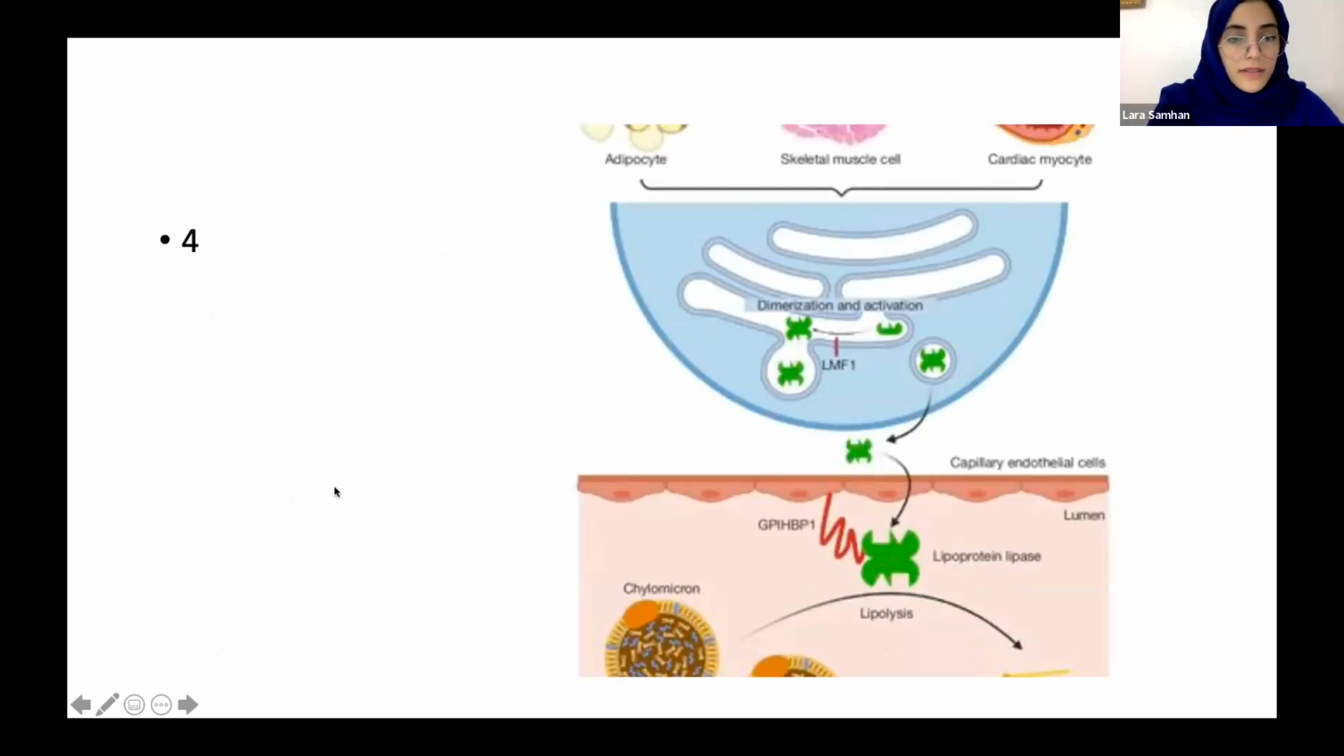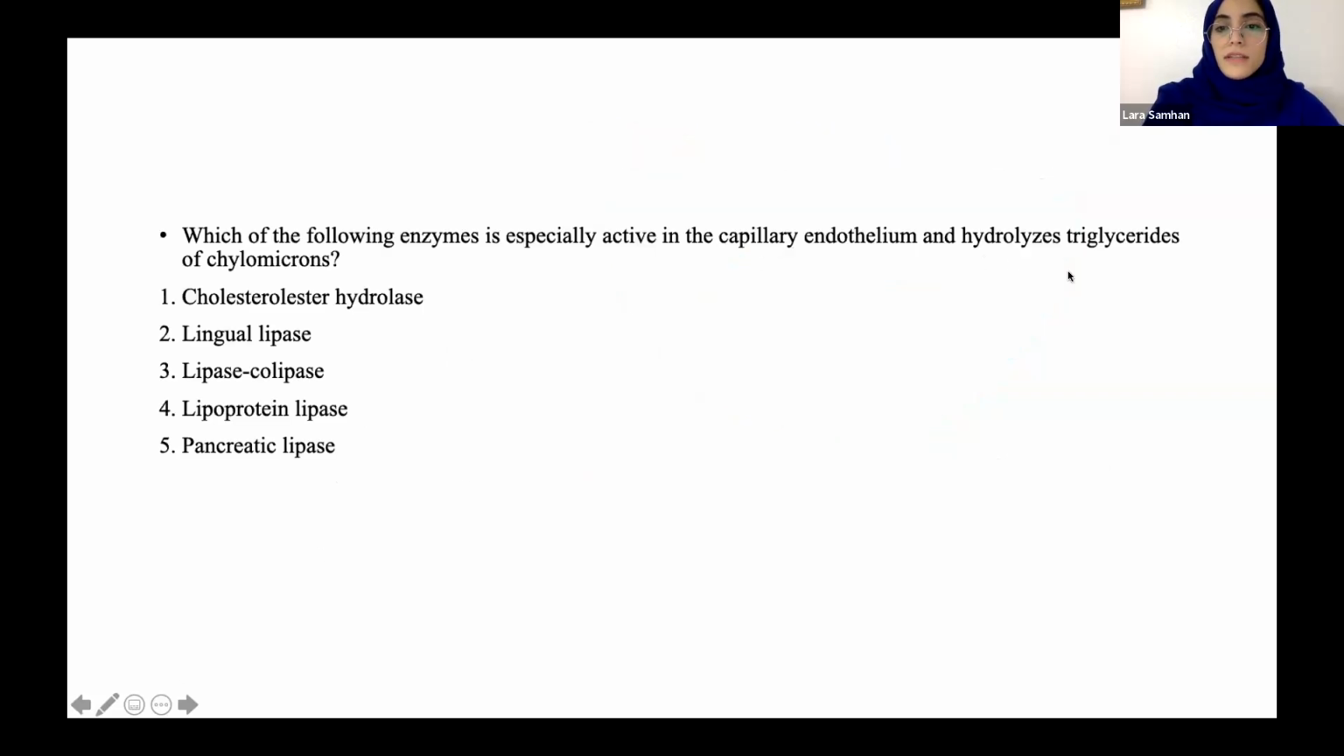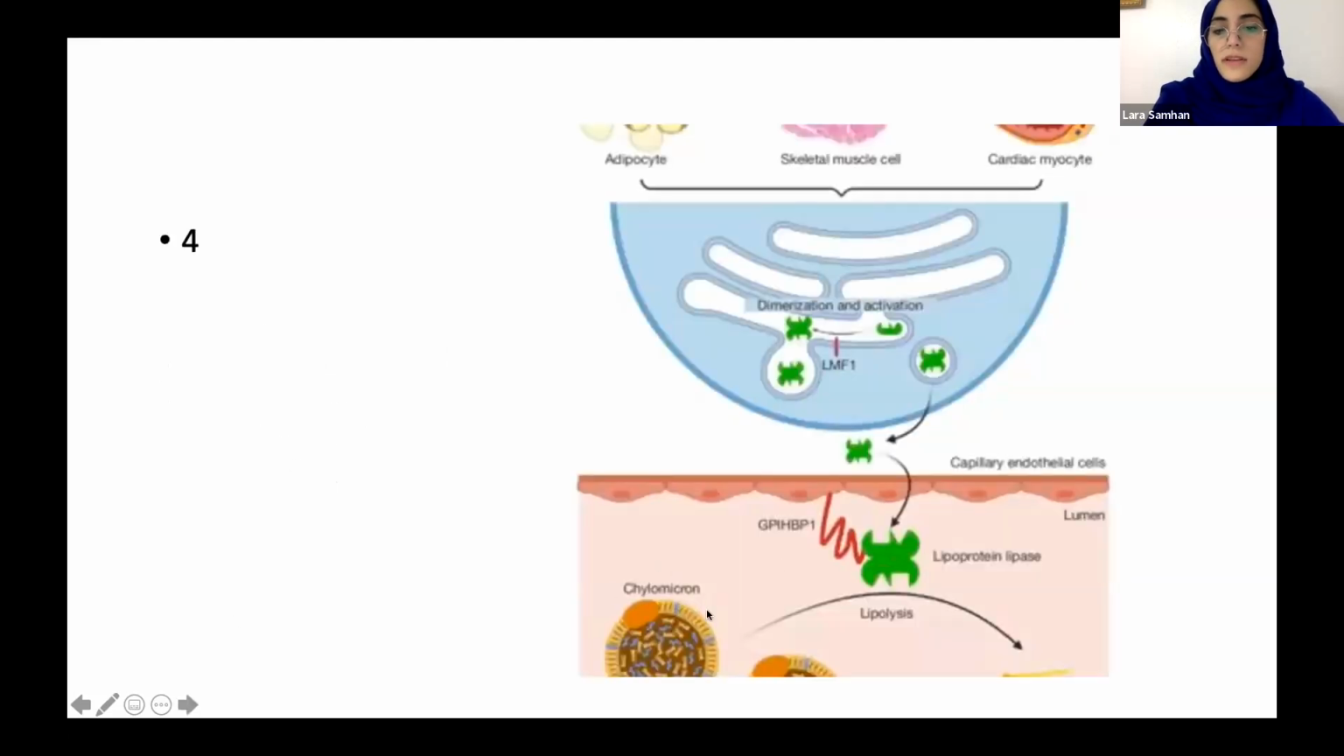Okay, just reading your questions. So as we said, we have different enzymes to digest or hydrolyze the lipids. Maybe we have more than those three to hydrolyze the lipid in general. But for this question, the correct answer is exactly 4. And as we said, this figure showed that for the chylomicron we use the lipoprotein lipase. But generally speaking, we have many enzymes to digest the lipid. Okay, is it clearer?